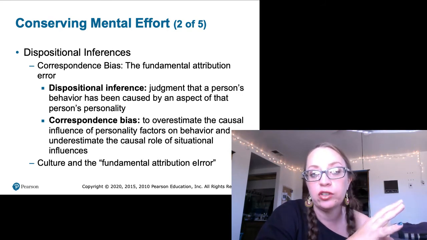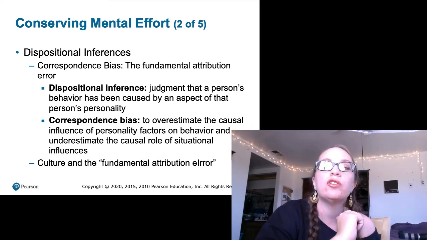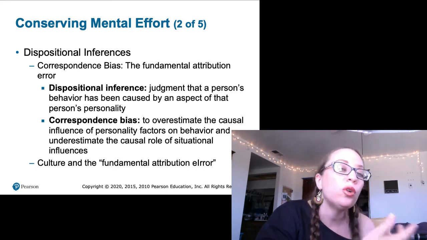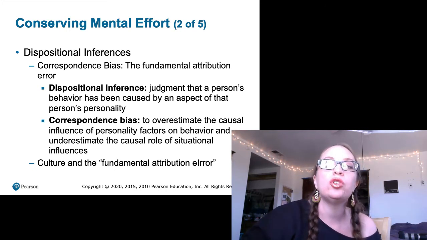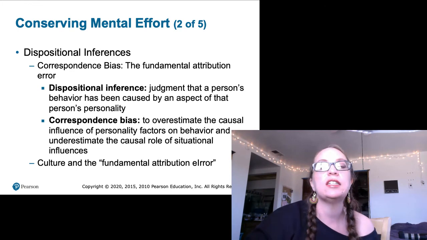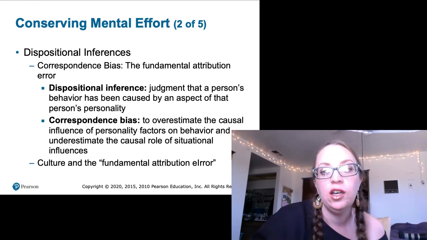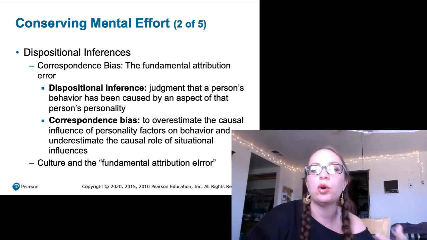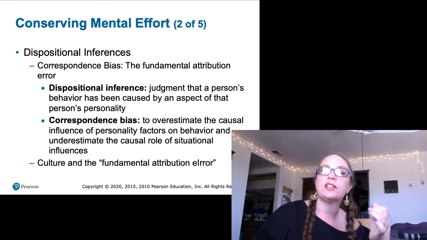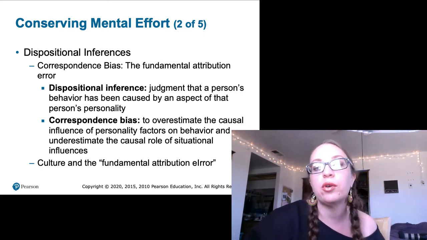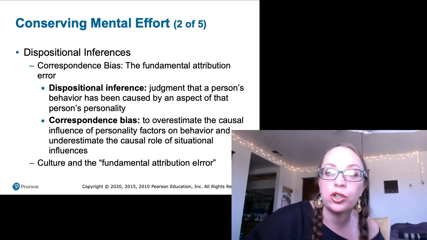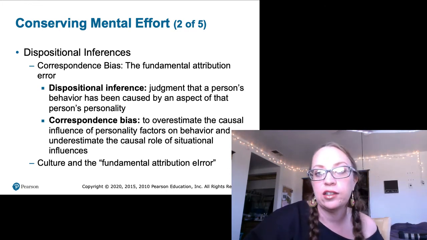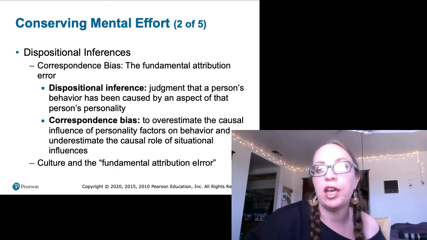Our goal is accuracy. If, however, we wish to conserve mental effort, or we're not highly motivated to be accurate, we're more likely to assume that the behavior of another person is consistent with his or her personality. Okay, so in other words, we're likely to believe that what we see is what we get. For example, if someone acts aggressively, we're likely to assume they're acting that way because they are an aggressive person. They're a jerk, and so they're acting in a jerky manner.